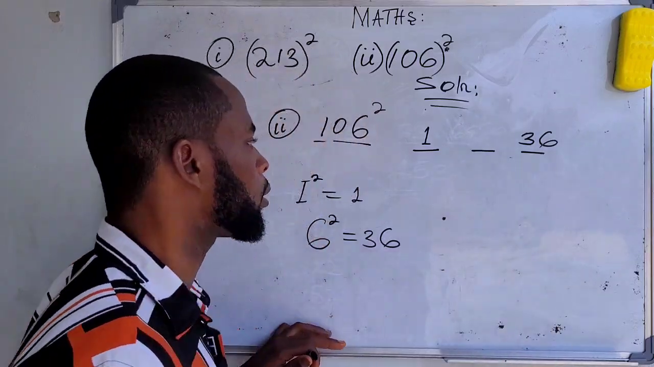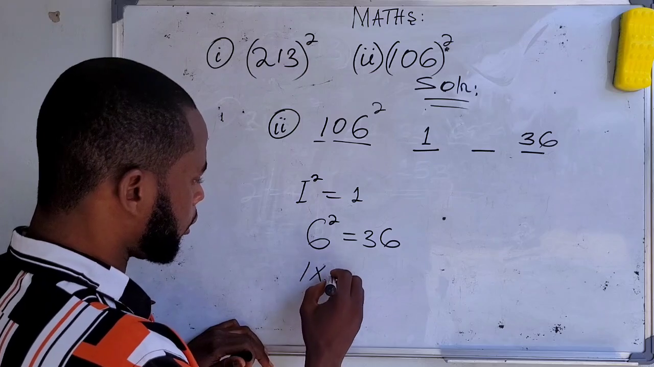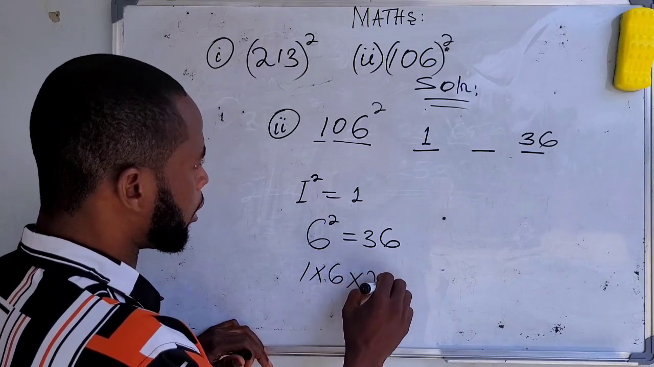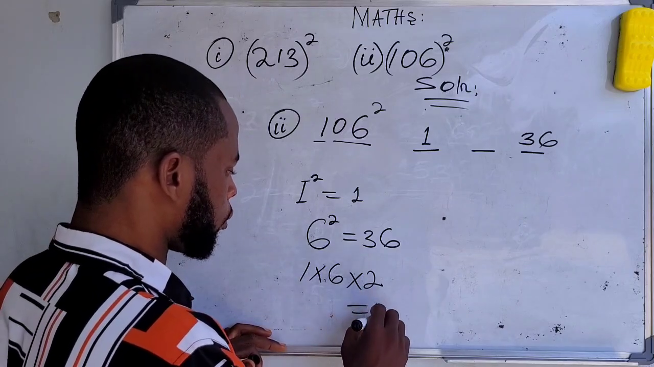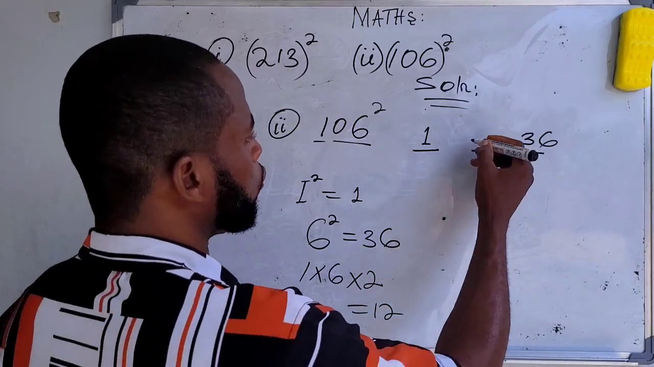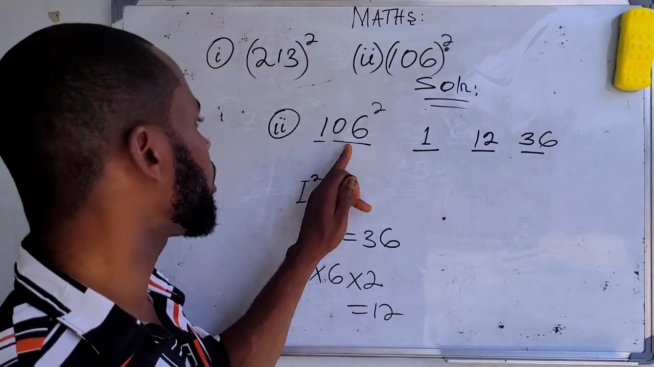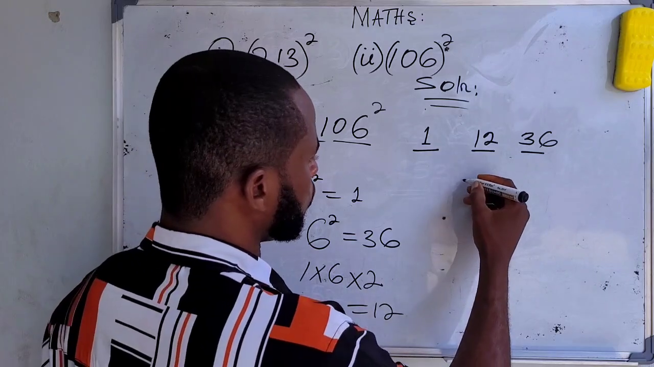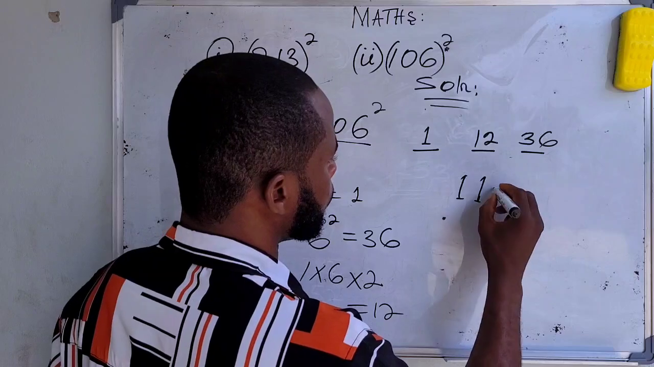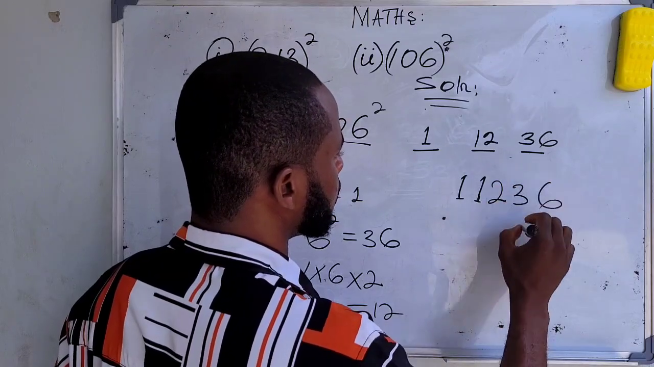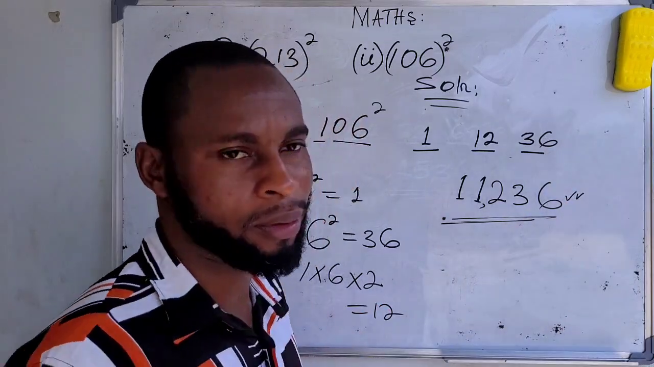We have 36. Then to get the middle number, we multiply 1 times 6, then times 2. 1 times 6 times 2 will give us 12, and 12 comes down here. Therefore, 106 square will give us 11,236. And this is the answer. You can check it out.